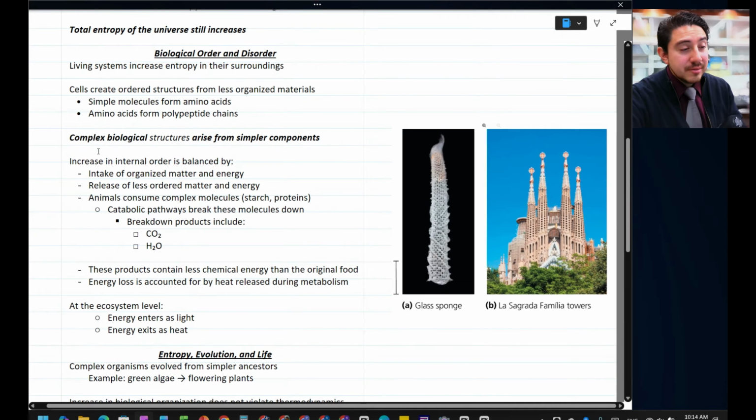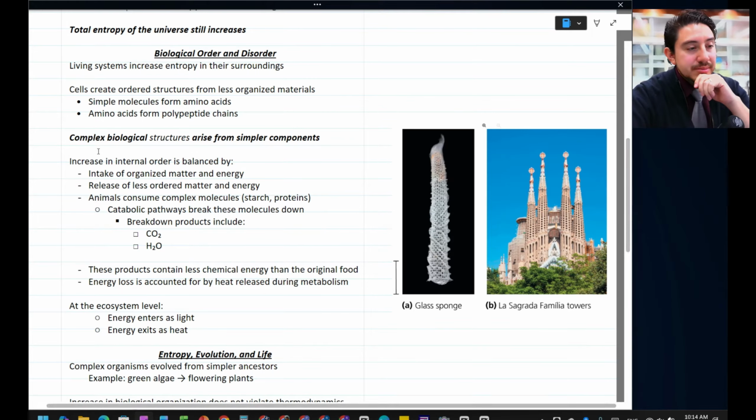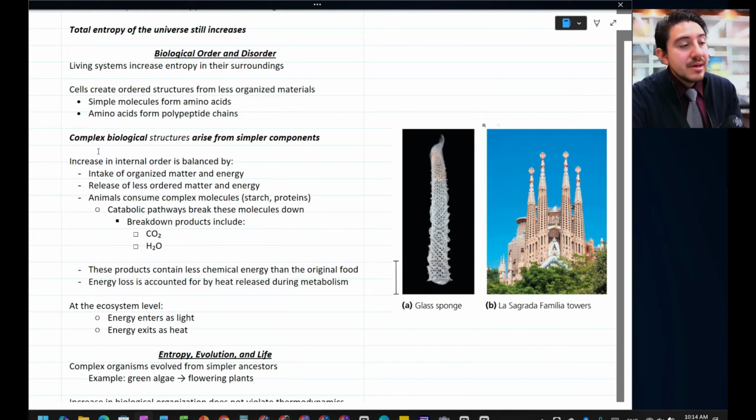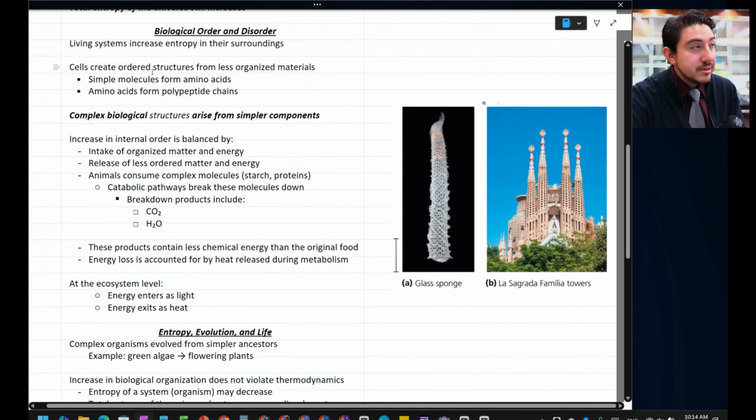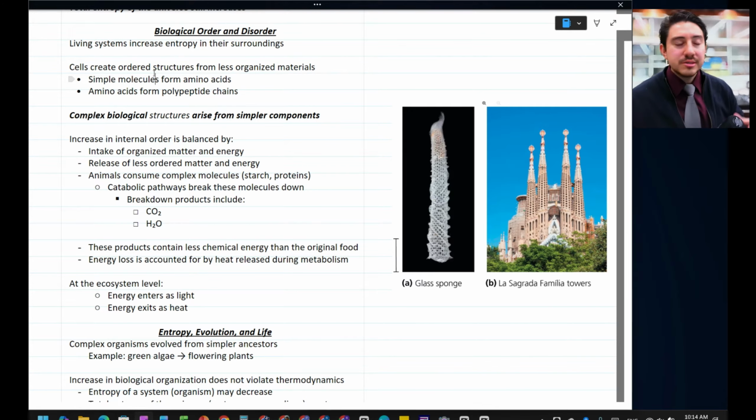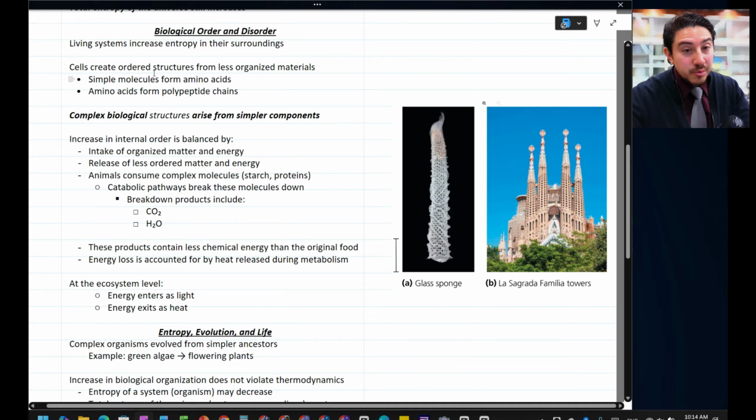Again, now focusing more specifically on biological systems. So you have biological order and disorder, right? Living systems increase entropy in their surroundings. And within the cell, you can create many ordered structures from less organized materials. Let's say you have a lot of monomers of sugars or proteins and you want to put them together. All of that requires energy to produce a polypeptide chain.